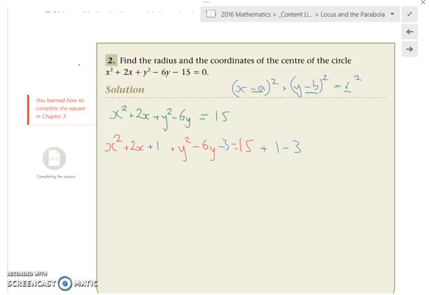Why should it be a +9? Because I'm squaring it. I wrote down what B will be, whatever that will be, but we needed to square it. Yeah?